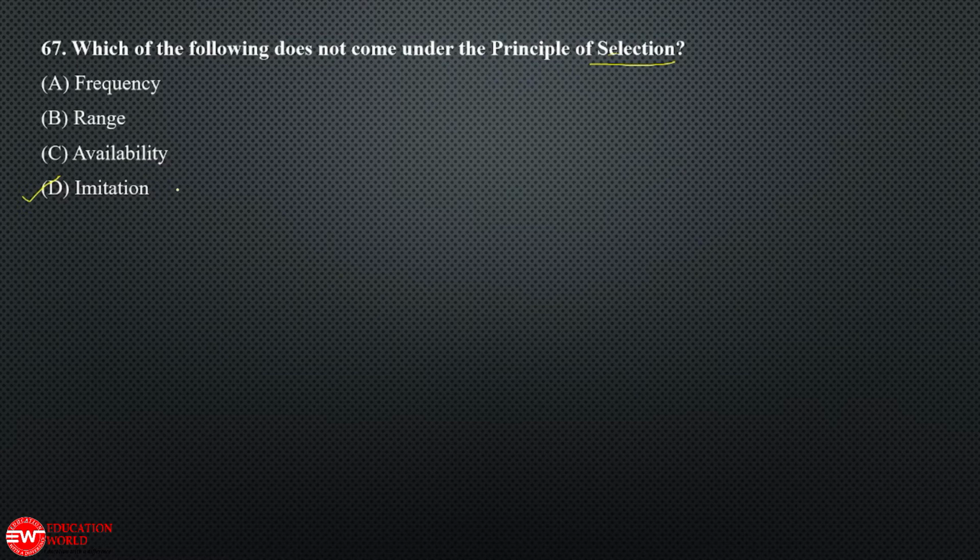Imitation is what? Actually, this is the learning principle. This is like copying from one another. So how do we learn a language? We listen to it and then we try to copy, right? So imitation, the principle of imitation, is not one of the components of the principle of selection.